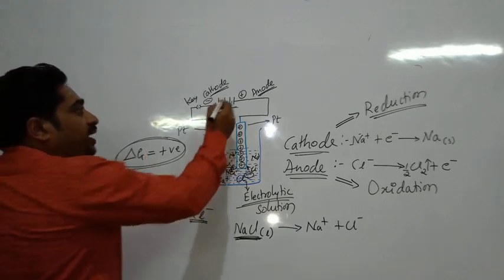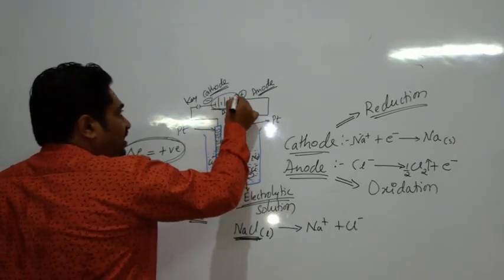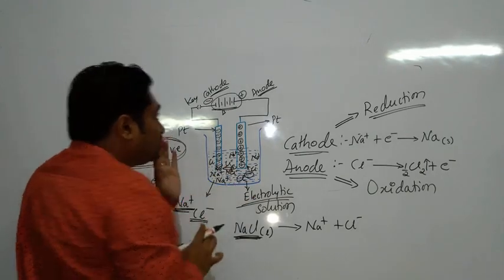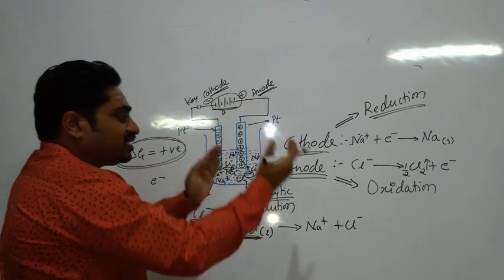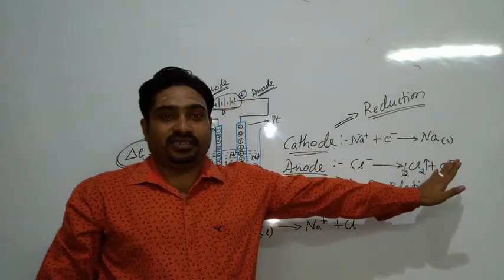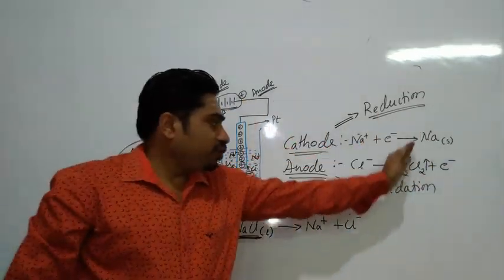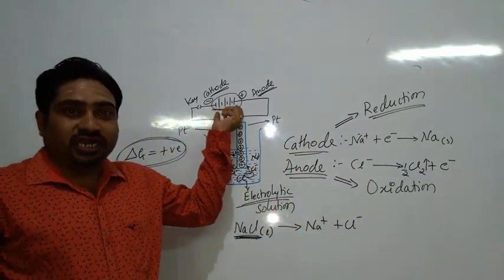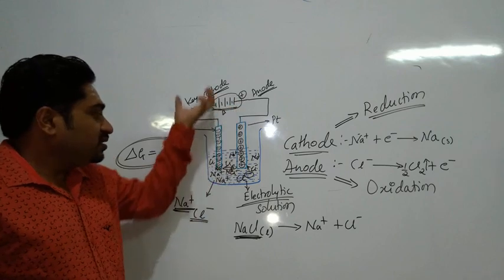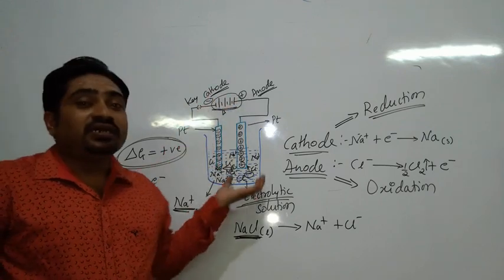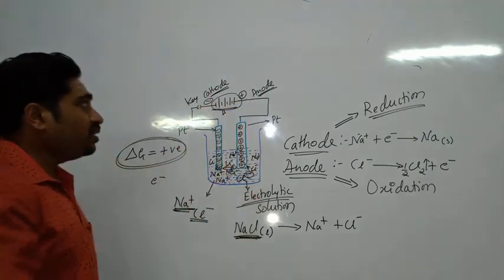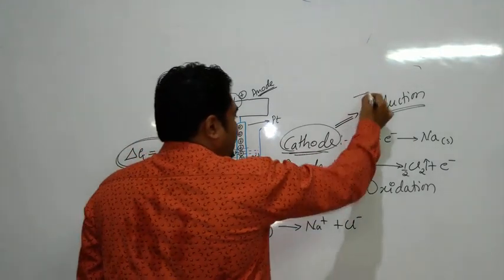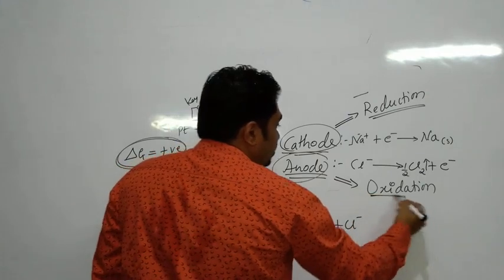So by the use of this electrical energy, our non-spontaneous chemical reaction is carried out. Means our electrical energy is converted into chemical energy. So this non-spontaneous chemical reaction is carried out by the use of electricity or electric current. So this entire cell is called an electrolytic cell. And please remember, always at cathode reduction takes place, at anode oxidation takes place.